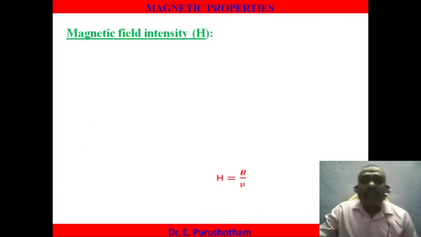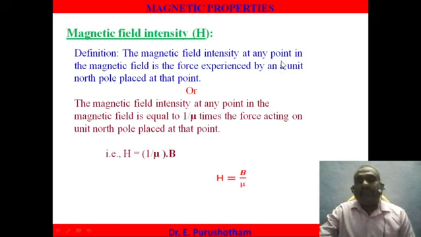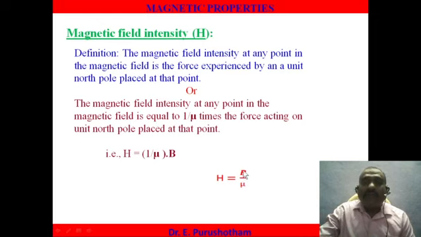Now magnetic field intensity, represented by small h. Definition: the magnetic field intensity at any point in the magnetic field is the force experienced by a unit north pole placed at that point, or simply B by mu. The ratio of magnetic flux density to the permeability is also called magnetic field intensity. There are three definitions.